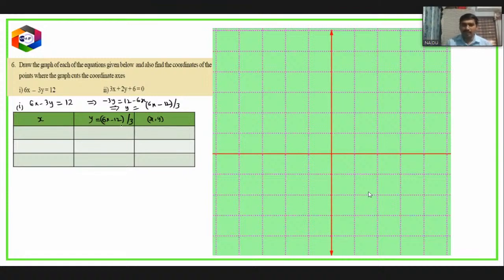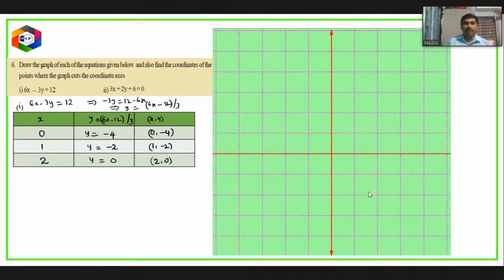So like the previous question, I am going to take x value 0. 6 into 0 is 0. 0 minus 12 is minus 12. Minus 12 by 3 means minus 4. Directly I am substituting. So 0 comma minus 4. And next x value 1 I am taking. 6 ones are 6. 6 minus 12 is minus 6. Minus 6 by 3 is equal to minus 2. So 1 comma minus 2. And x value 2 let us take. 6 twos are 12. 12 minus 12 is 0. So 0 by 3 is 0. So 2 comma 0.